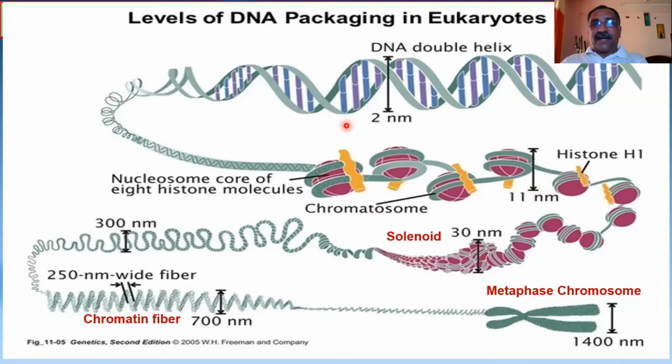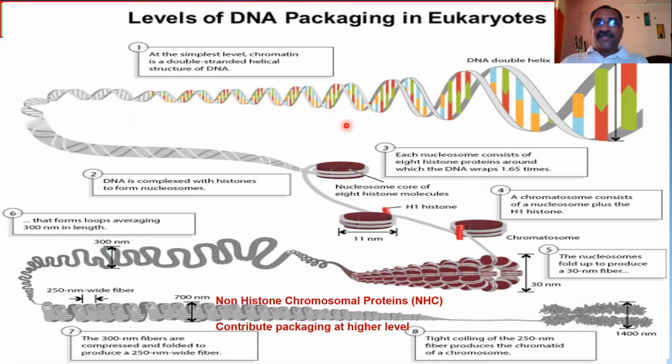Look at the next slide. Again you see how it is going on. It is the same thing, only the points are given step by step over here. Now you see step number 1, at the simplest, lowest level. The chromatin is a double-stranded helical structure of DNA. That is what you see over here.